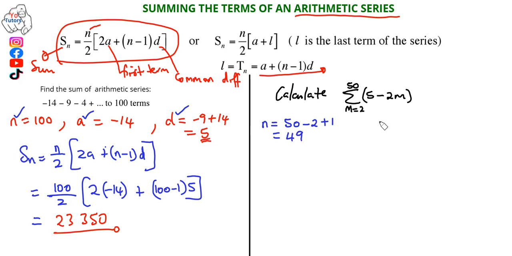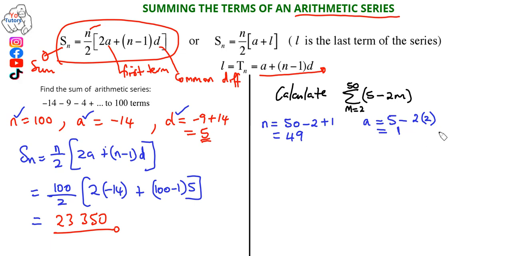Now, what about our a? How do we get our a? We know that this is when n will be 1. So we put 1 here. We put 2, sorry, the first term here has 2. So it's going to be 5 minus 2 times 2, which gives 5 minus 4, which is going to give us 1. So our first term there is 1.